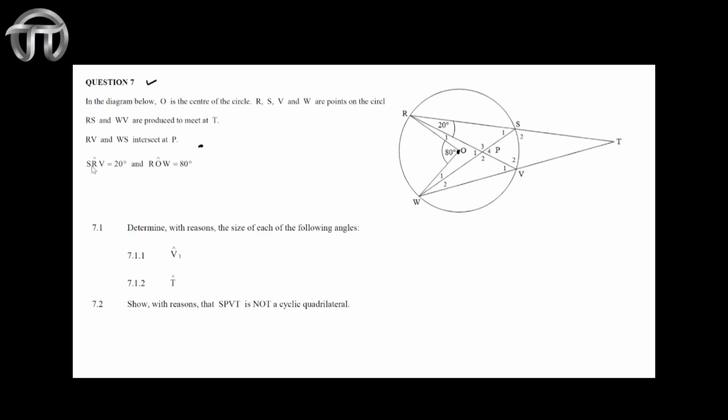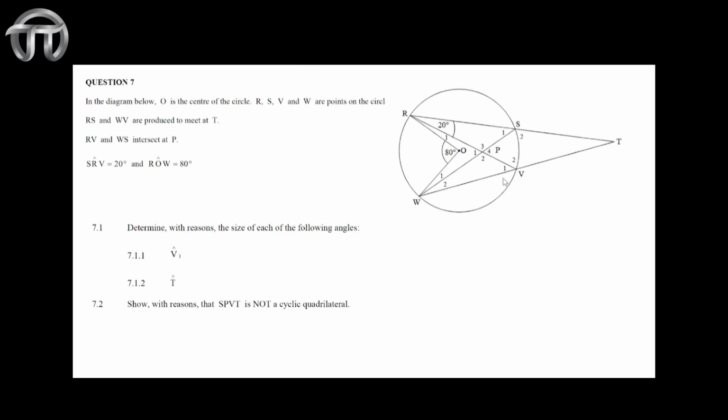And then we have angle RSV, which is equal to 20 degrees. It is given here. And then ROW is given as 80 degrees. Now let's answer the question. Determine with reason the size of the following angles. So we'll be stating reasons for each of the following angles. The first one they want us to calculate is V1.